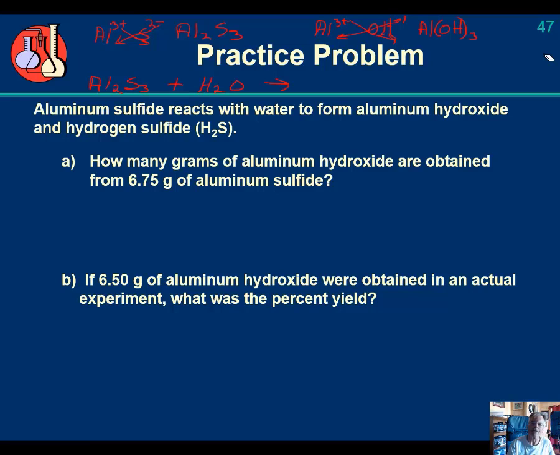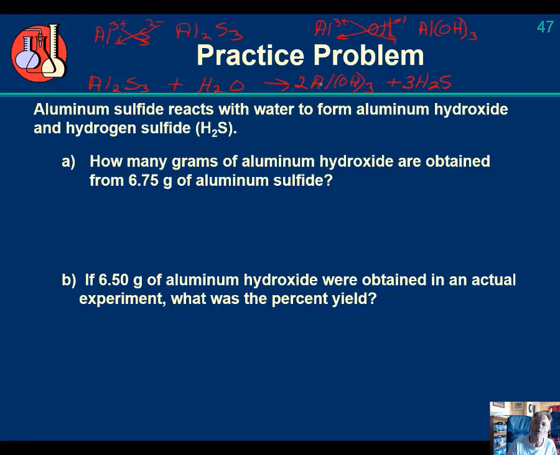So that's going to form aluminum hydroxide and hydrogen sulfide, which we've already talked about. So here is our aluminum hydroxide and our hydrogen sulfide. Okay, so let's go ahead and balance this equation. Let's do the metals first. I've got 2 aluminums. Over here I only have 1 aluminum, so I'm going to change my coefficient to 2. Let's do sulfur. I have 3 sulfurs in the aluminum sulfide. I only have 1 here, so I'll change that to 3. And we just need to figure out what our coefficient of water is going to be.